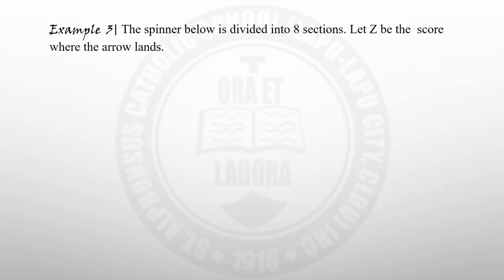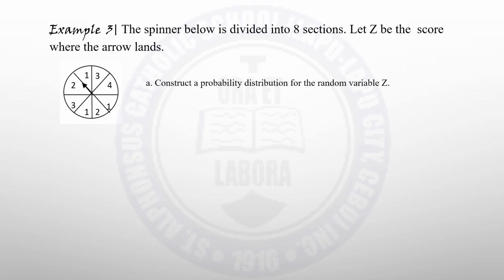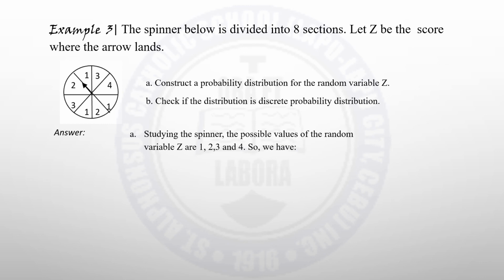For example number 3, the spinner below is divided into 8 sections. Let Z be the score where the arrow lands. So, construct a probability distribution for the random variable Z and check if the distribution is a discrete probability distribution. The solutions: when we study the spinner, the possible values of the random variable Z are 1, 2, 3, and 4.